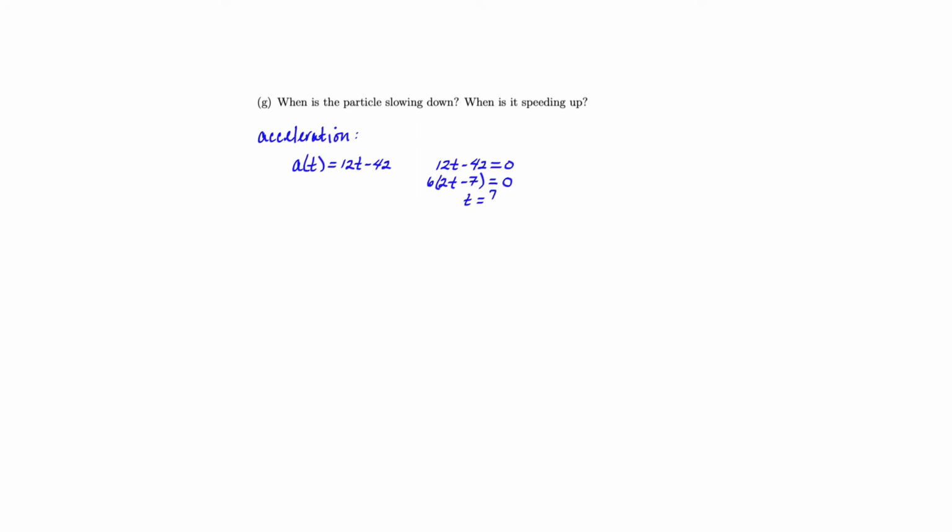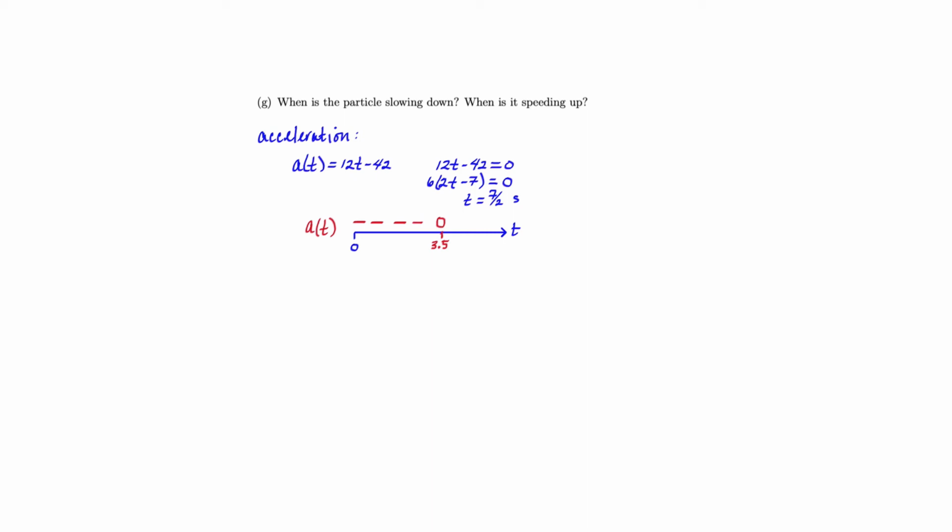And we get, it changes sign potentially at t equals 3.5 seconds, 7/2 seconds. So let's write our timeline again, and let's mark off 3.5 seconds. Now when t is between 0 and 3.5, so when t is less than 3.5, we can take any number, say 1, any number in that interval, like 1, plug it into the acceleration function. So 12 times 1 minus 42 gives us a negative number. So that means acceleration is negative on that entire interval.